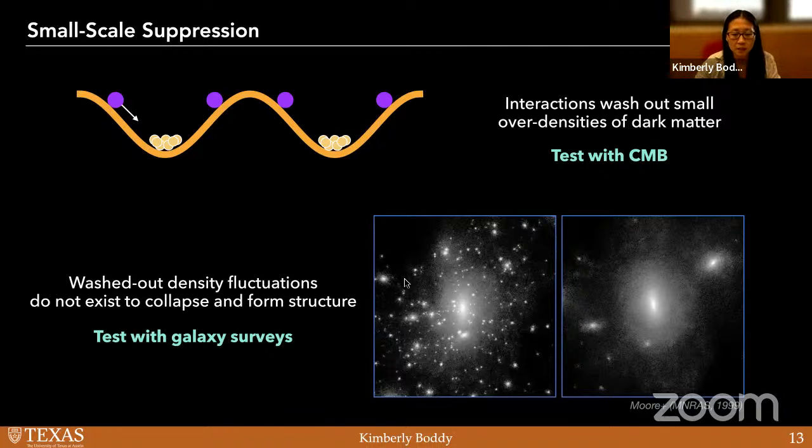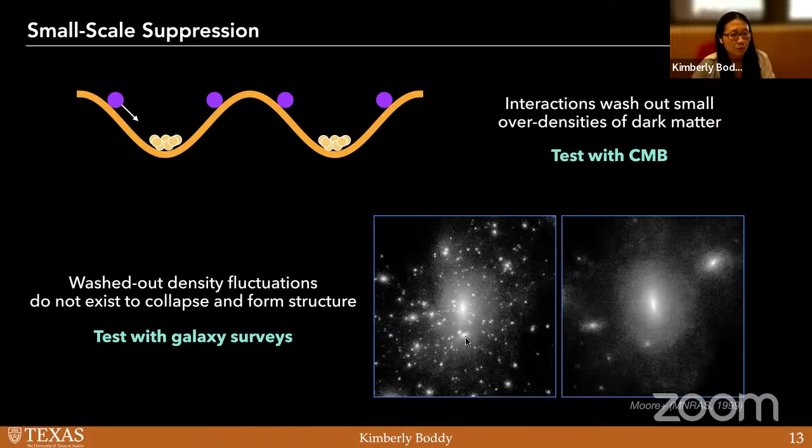So here's a simulation that's done with just lambda CDM. This is all dark matter, and so you can see where dark matter is clumping. And here's a larger host galaxy and a whole bunch of tiny satellite galaxies within it, for instance. If you just have this very generic small scale suppression, what you'll see is a washing out of structure, so that you don't have all these little individual points that could potentially host galaxies.